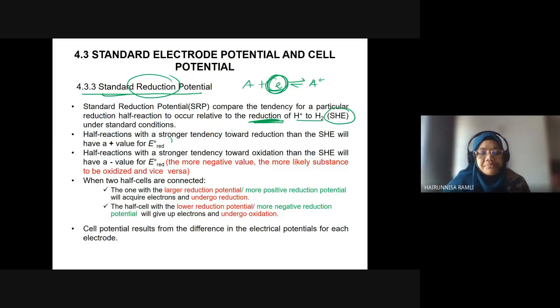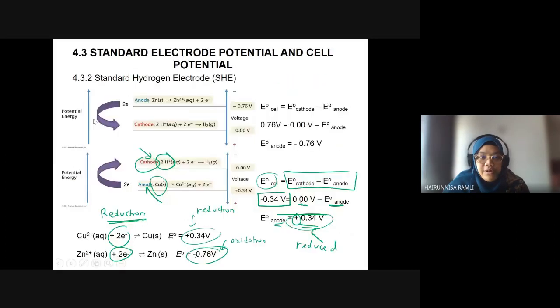Okay. So half reaction with a stronger tendency towards reduction than SHE will have positive value. Okay, ni macam saya cakap tadi kan. Kalau tendency dia lebih kepada reduction, dia akan dapat positive value. Kalau tengok tadi, copper. Dia punya tendency reduction kan? So sebab tu dia dapat positive value.